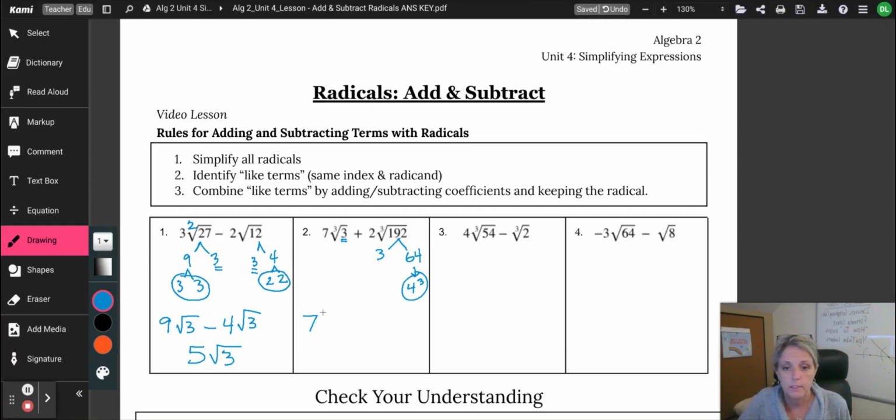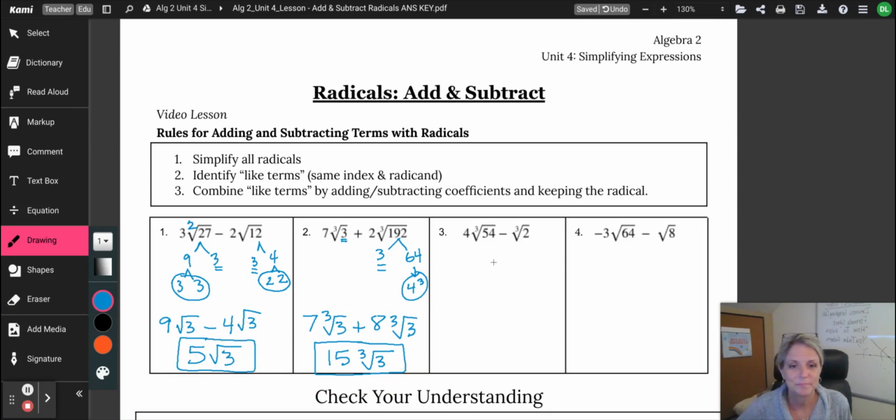So here I would have 7 times the cubed root of 3 plus, I pulled the 4 out, multiply it by 2, that's 8. And notice I still have my cubed root of 3 here. Now that I have cubed root of 3 on both of them, hanging on like a tag, I can do 7 plus 8 is 15, and then keep my radical, cubed root of 3. Final answer.